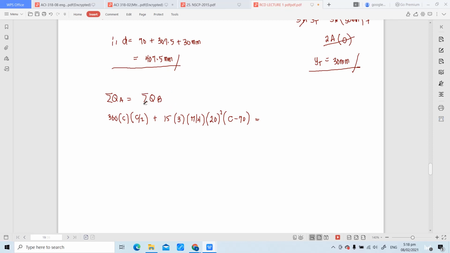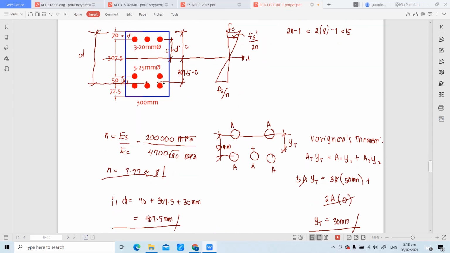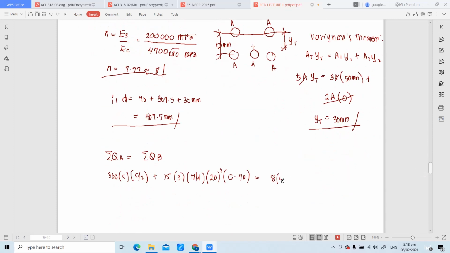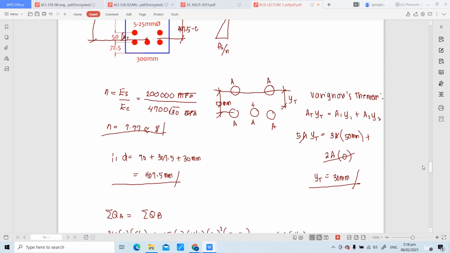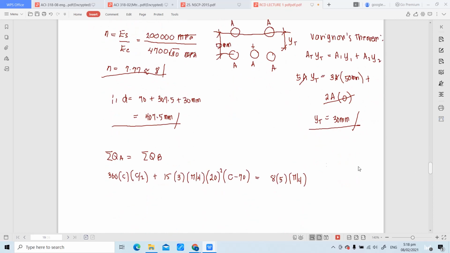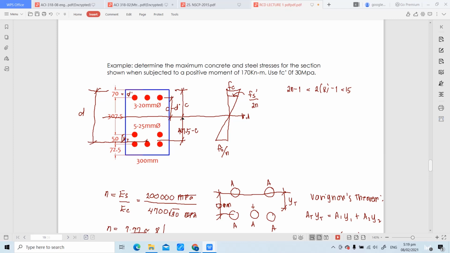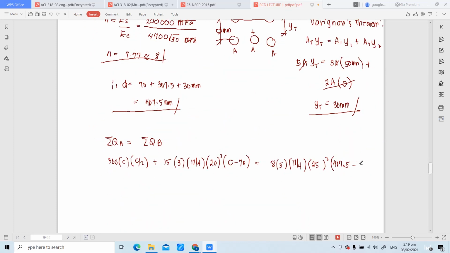Below the neutral axis, ang i-consider lang natin ay yung bakal. Yung concrete, hindi na. So, yung bakal, itra-transform din natin siya into an effective area of concrete by multiplying the value of the area of this steel bar by N. Ang N natin ay 8. Meron tayong 5 bakal, at ang area ng isang bakal ay pi over 4 d squared. Ang diameter na binigay ay 25 mm. So, 25 mm quantity squared multiplied by yung distance ng centroid ng 5 bakal na yan papuntang neutral axis, and that is 407.5 minus C. As you can see sa equation natin, C lang po yung unknown natin. So, type nyo sa calculator as is, and then shift solve. Kindly compute the value of C.